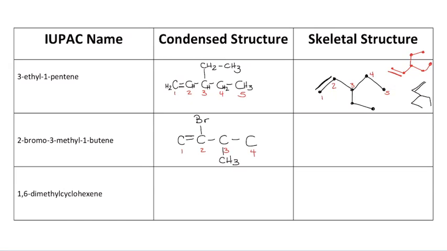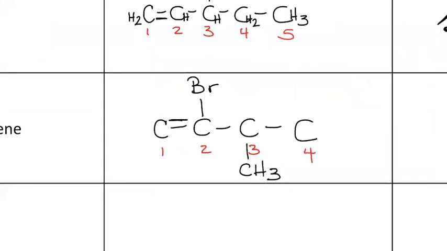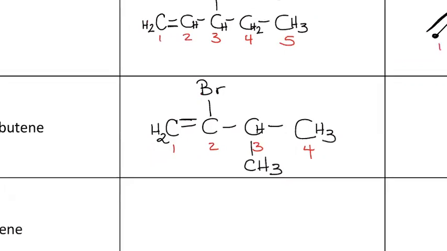Okay. Now let's actually include the hydrogens in our condensed structure. How many hydrogens does carbon number 1 get? Awesome. How many hydrogens on carbon number 2? Great job, none. What about carbon number 3? Carbon number 4? Excellent, you guys got this.